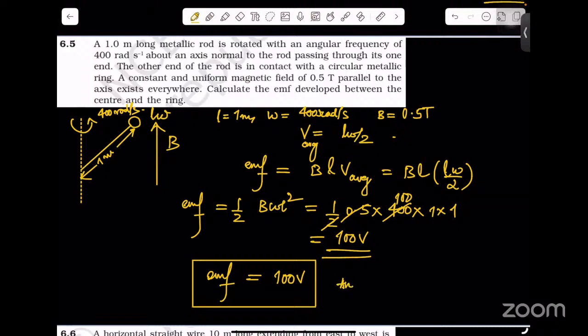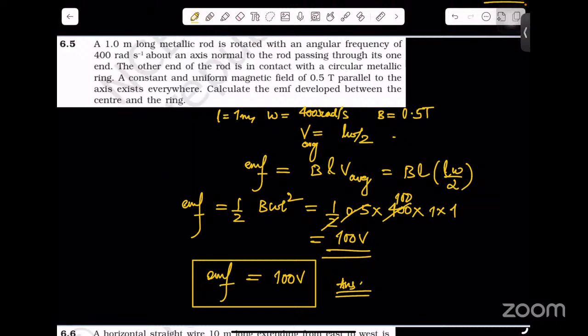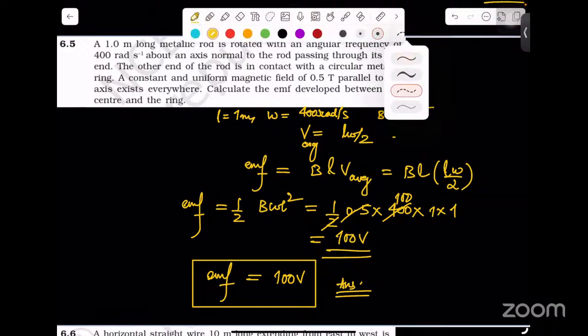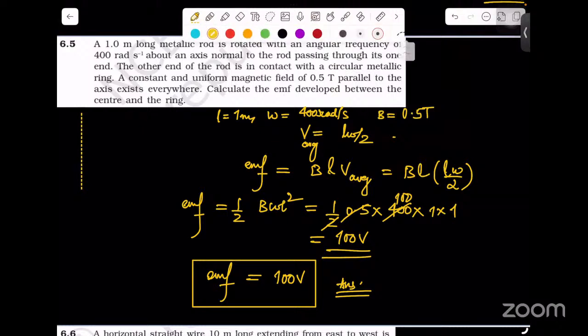This is the answer to this question. Okay, this figure, if I draw this, this is the axis, and this is the rod. The axis and the rod, and this is rotated with omega, which is 400 radians per second.